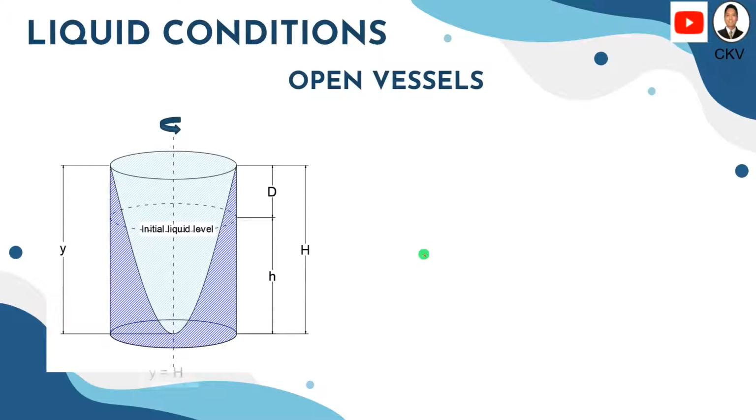Another condition is that if y is equal to h. So the computed y is equal to the total depth of the container. So it means that the vertex of the paraboloid will just touch the bottom portion of this cylinder. Of course, there will be liquid that will be spilled on this container.